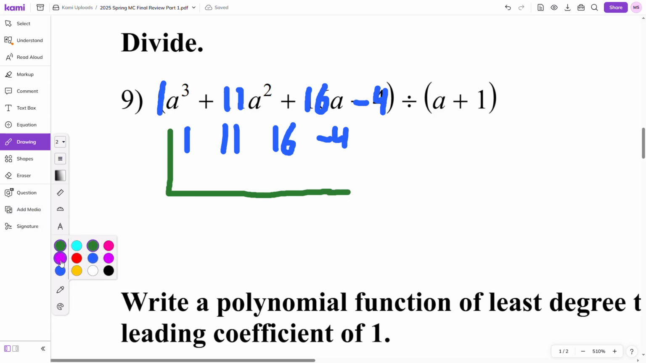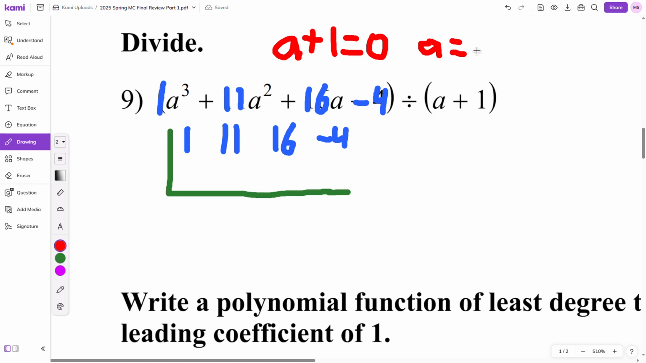And you take the 0 of the divisor. So here, the 0 is -1. So if I was to say a plus 1 equals 0, and you solve that, you would say, oh, it's -1. And that's the number that we put over here.